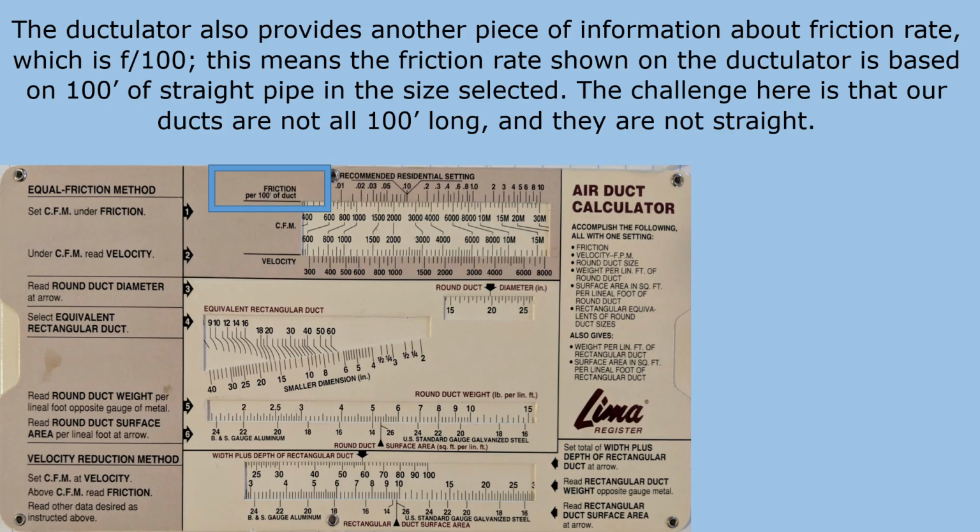The ductulator also provides another piece of information about friction rate, which is the friction rate per 100 feet. This means the friction rate shown on the ductulator is based on 100 feet of straight pipe in the size selected. The challenge here is that our ducts are not all 100 feet long and they are not straight. And this is the part people tend not to read, and that's why they just go with this.